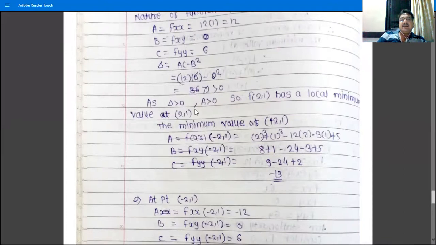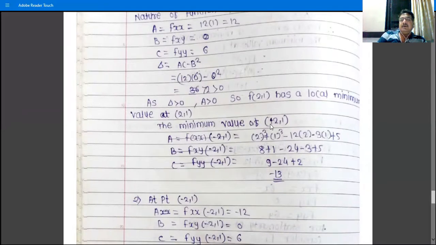So as delta is greater than 0, and A is also greater than 0, the function fxy has a local minimum value at 2, 1. That is, the function is minimum at the point 2 1, and the minimum value of the function is what? F of xy is what?